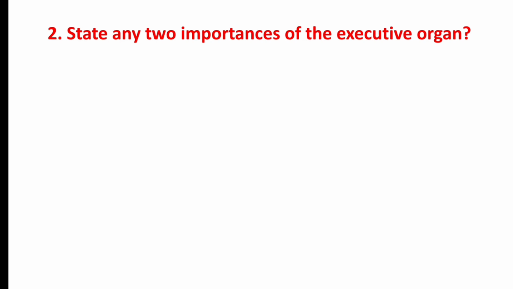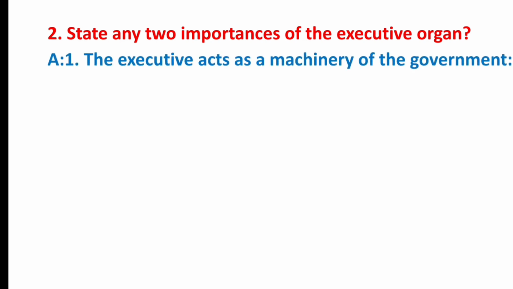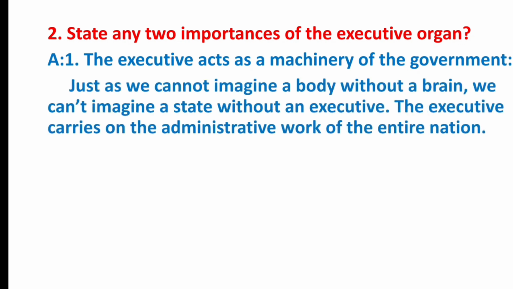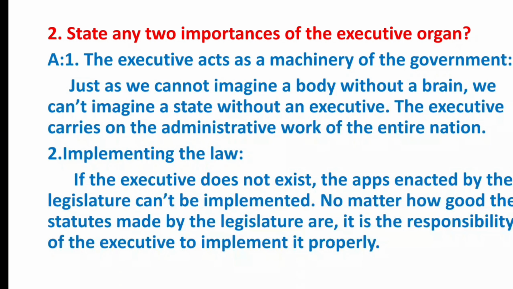State any two importances of the executive organ. The executive acts as the machinery of the government. Just as we can't imagine a body without a brain, we can't imagine a state without an executive. The executive carries on the administrative work of the entire nation. Implementing the law: if the executive does not exist, the acts enacted by the legislature can't be implemented. No matter how good the statutes made by the legislature are, it is the responsibility of the executive to implement them properly.